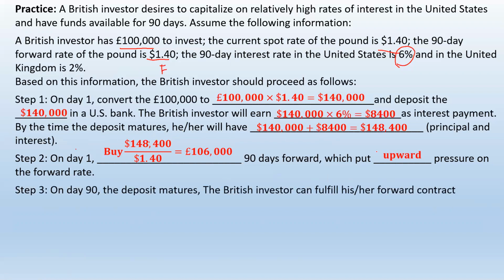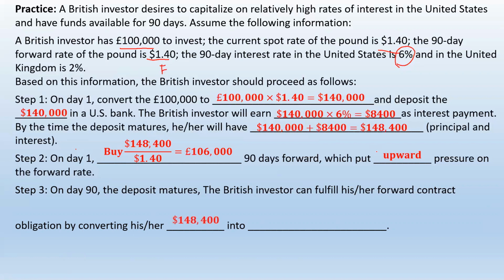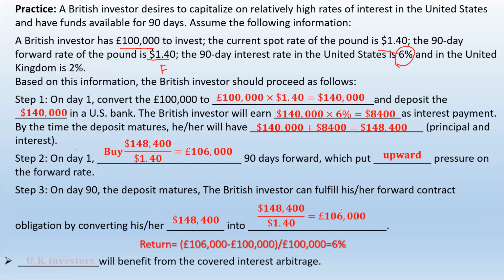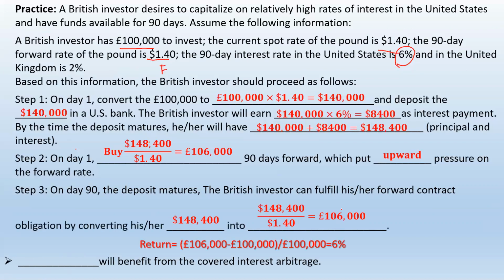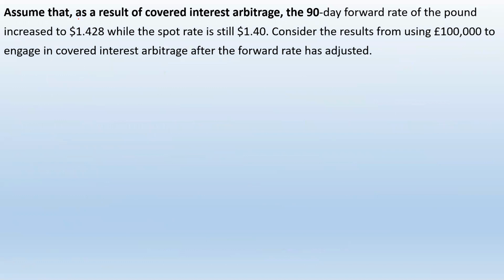So on day 90, when the deposit matures, the British investor can just use those US dollars to buy British pounds. So they will sell those US dollars and receive 106,000 British pounds. The return is 6%. In this case, the UK investor benefits from the covered interest arbitrage. And then remember here, because the UK investor will keep buying the forward contract, the forward rate on British pound will increase. Originally it's 1.4, and it will increase to, for example, 1.42.